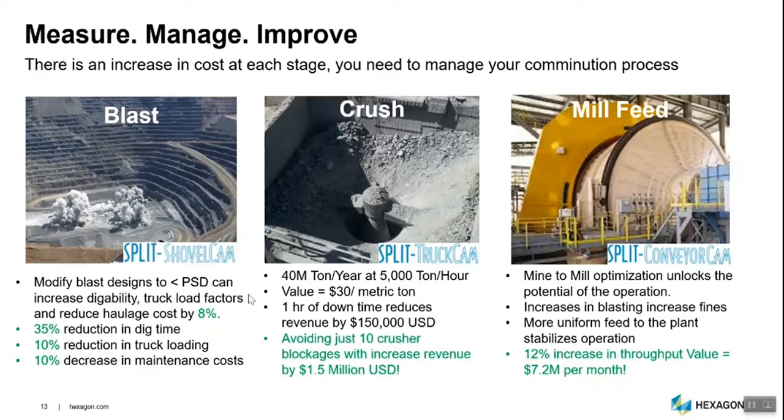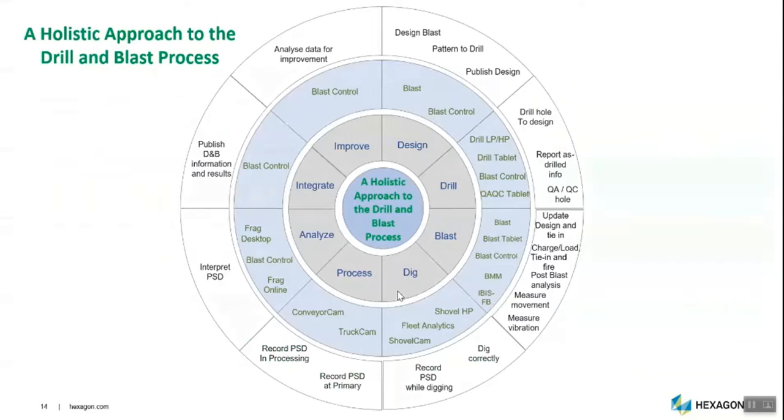On the milling side, I mentioned if a big boulder goes in there, how much does that cost you in terms of downtime? This example here just shows that if we were to avoid 10 blockages, we would increase our revenue by $1.5 million. And it's probably more than that on an annualized basis. And then on the mine-to-mill side, we have some case studies where we've shown measuring from mine-to-mill, we've been able to increase throughput, having a value of over $7 million per month for an operation down in Latin America. So it's pretty cool to see that.